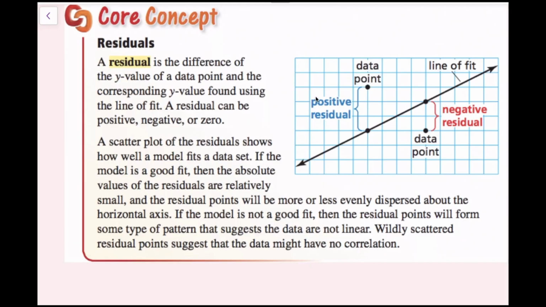If we look at this graph right here, here's our line of fit, and then this is a data point, and then this is a data point. To calculate the residual, we just take the difference of this y value and this y value. Since this is above the line, this is a positive residual, and since this data point is below the line of fit, this is going to be a negative residual. If there was a data point on the line, the residual would be 0.